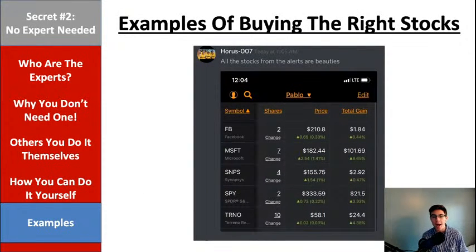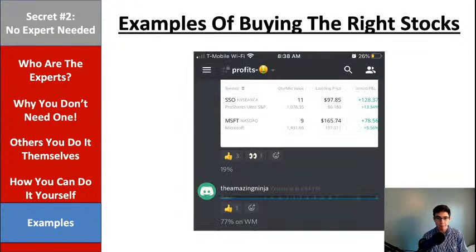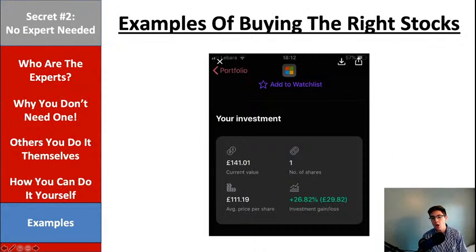So, examples of buying the right stocks. Here's a student, Horace07, where he's literally making money on all his stocks. Again, that doesn't happen all the time, but when you have the right strategy and the right system, it happens more often than for those who don't know what they're doing. We also have Dennis, again making money on Walmart, SSO, and Microsoft. We have another student here up 27% on Microsoft.